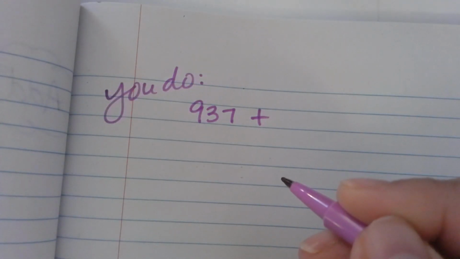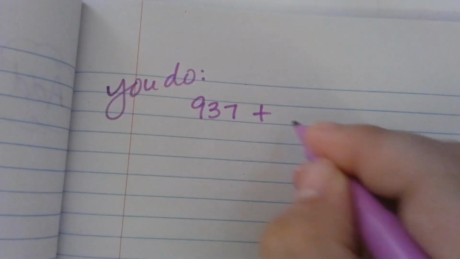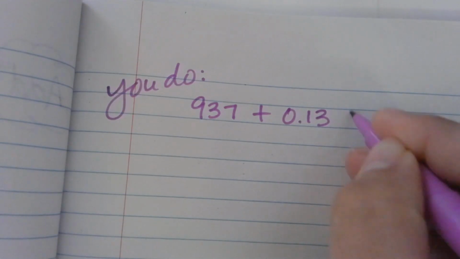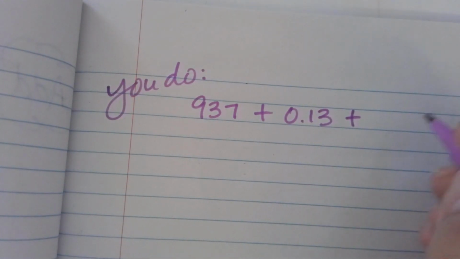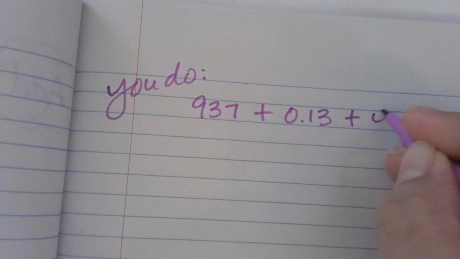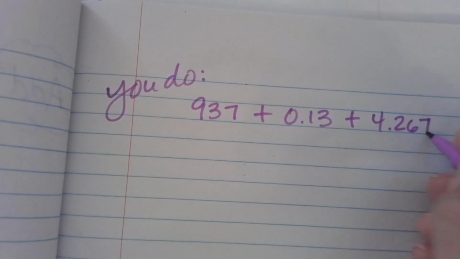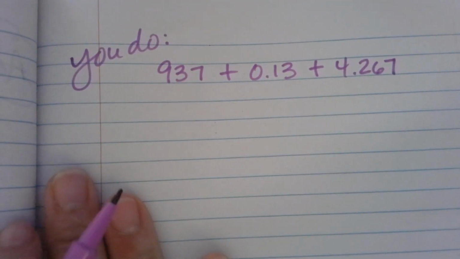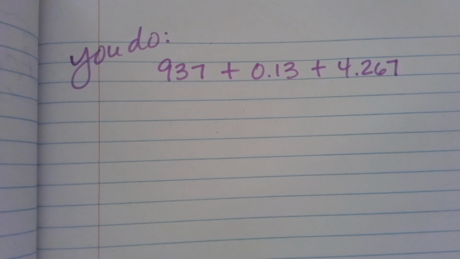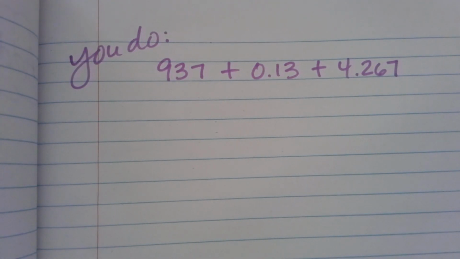All right. Let's do 937 plus 1300 plus 4 and 267 thousandths. All right, and go. All right, let's check this real quick.